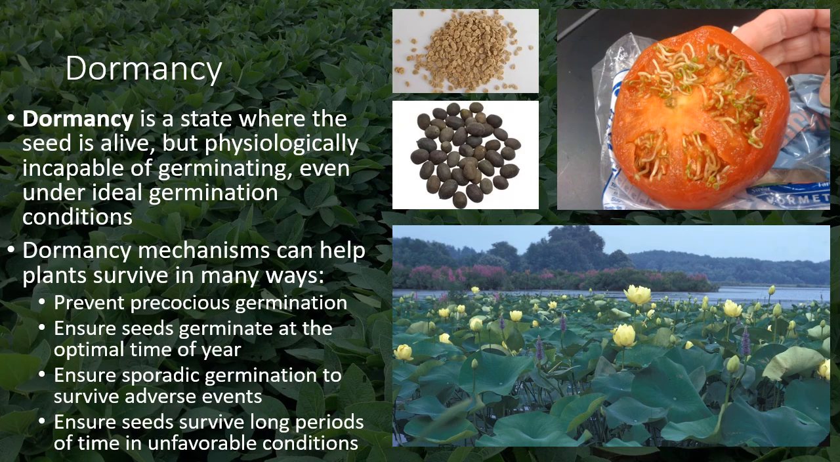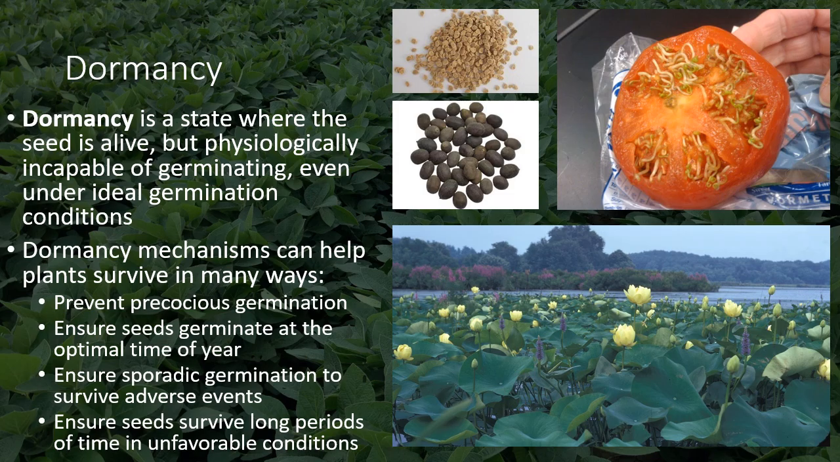Dormancy is a bit of an interesting subject within horticulture. A lot of people really hate dormancy because it can make seeds really, really challenging to germinate. Dormancy is a state where your seed is alive, but it's physiologically incapable of germinating even under ideal conditions. So even if you collect the seed and give it the right amount of water, the right amount of oxygen, the right temperature, and the right sowing depth, it will sit there inactive in the soil, which can be really, really frustrating as a horticulturist.